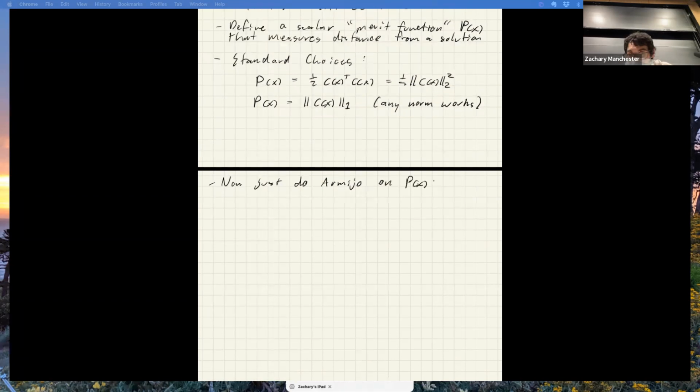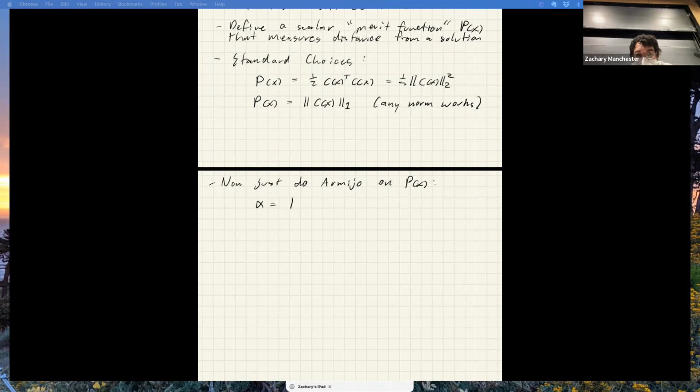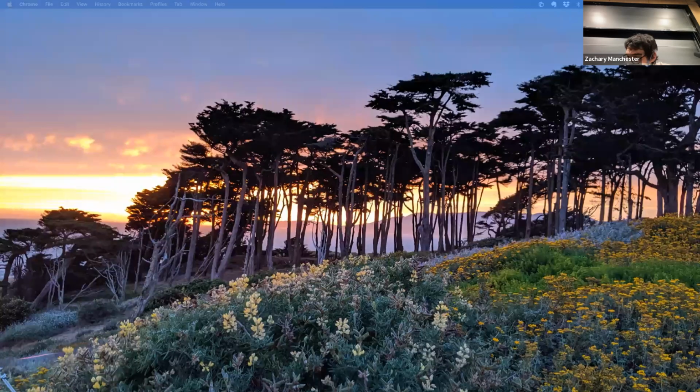Okay, so now we do Armijo on this. Just like before, we have this backtracking alpha thing, and we do: while P of x plus delta x, which is our Newton step, is greater than the old value of P plus a first order Taylor approximation of what we think the decrease should be with these tolerances on it. Here's the gradient of P, this is the step size, and this is our tolerance.